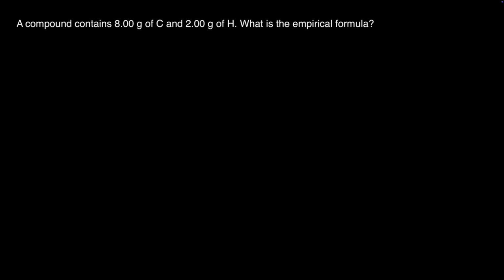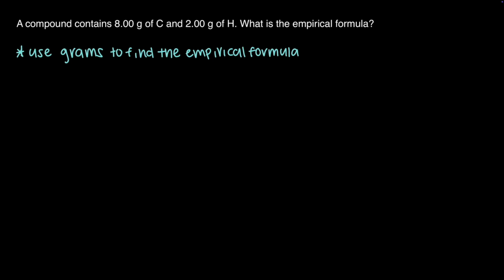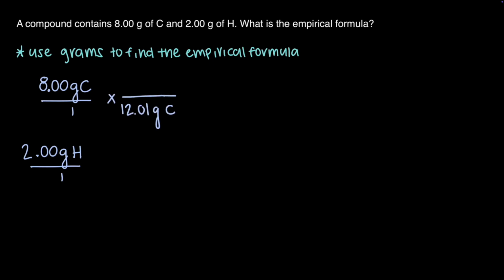A compound contains 8 grams of carbon and 2 grams of hydrogen. What is the empirical formula? We are going to use the grams given for each element to find the empirical formula. Using the steps to solve for the empirical formula, we start with 8 grams of carbon and 2 grams of hydrogen all over 1, so we can convert to moles. Using the molar mass for each, we will convert each element to moles. In the first fraction, 12.01 grams of carbon goes on the bottom and 1 mole of carbon on the top. In the second fraction, 1.01 grams of hydrogen goes on the bottom and 1 mole of hydrogen on the top.